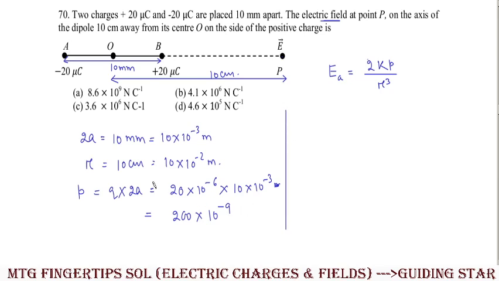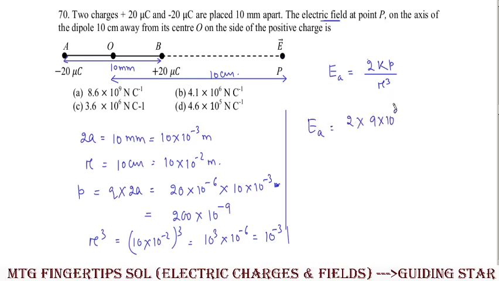If this is the dipole moment, what is the value of r cubed? We also need to get it. It will be 10 into 10 to the power minus 2, cubed. So that value will be 10 cubed into 10 to the power minus 6, or directly you can write 10 to the power minus 1 cubed, so it will be 10 to the power minus 3. So finally, if we put all these values, the axial electric field will be 2 into 9 into 10 to the power 9, which is the value of k, and the dipole moment we got is 200 into 10 to the power minus 9, whole divided by r cubed, which is 10 to the power minus 3.